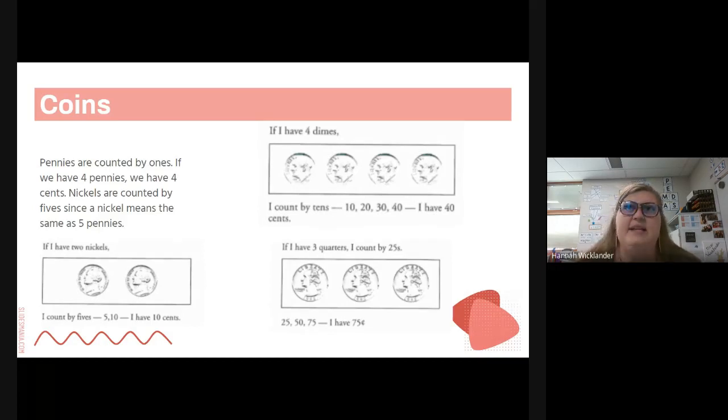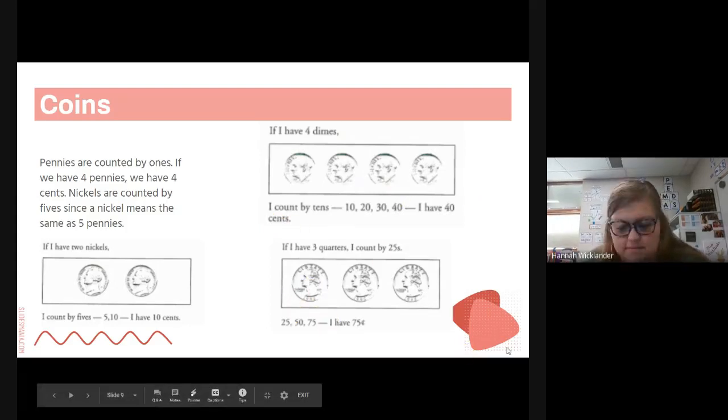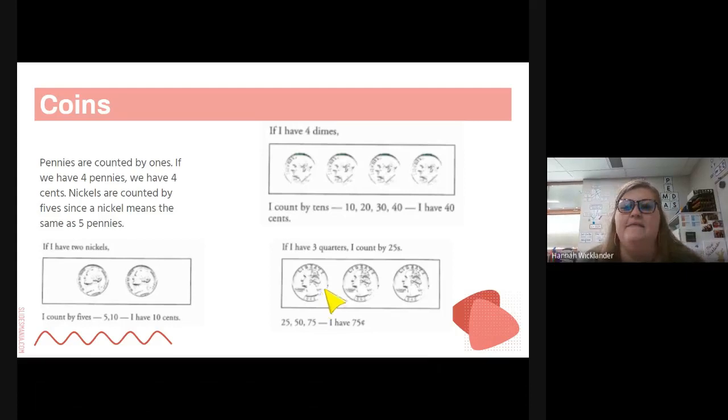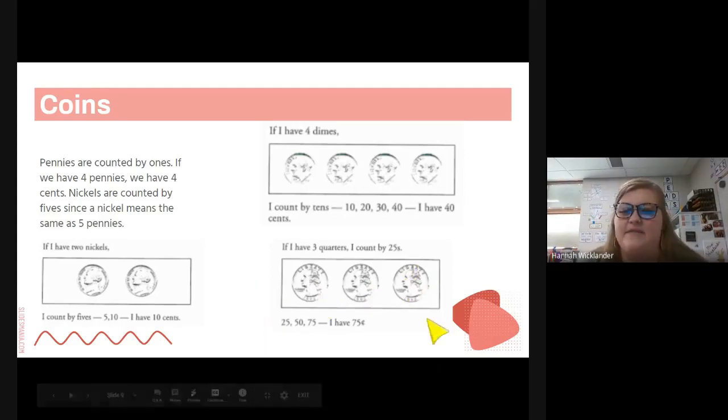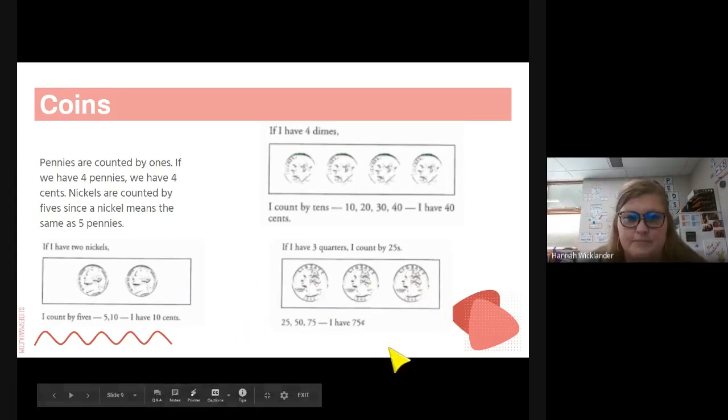So if you have pennies, you just count them as 1. So if you had 10 pennies, you'd go 1, 2, 3 with each penny. But then for nickels, they're 5 cents each, so you count by 5s. So 2 nickels is 10 cents because 5 and 5 is 10 cents. Dimes, you count by 10s, so 10, 20, 30, 40, so 40 cents. And quarters, you count by 25s. So 25, 50, 75. I have 75 cents with 3 quarters.